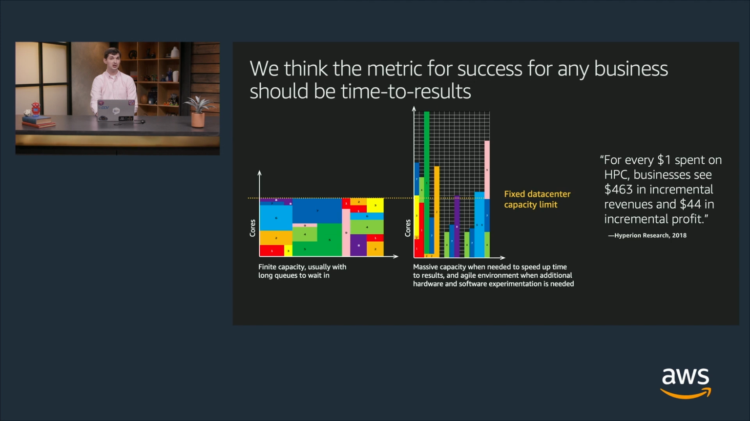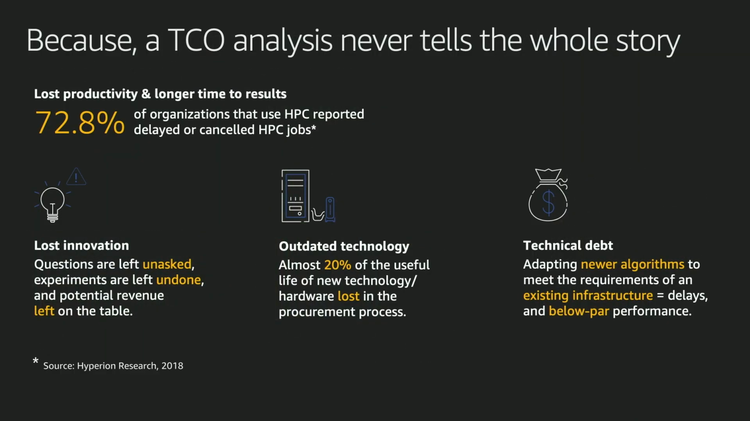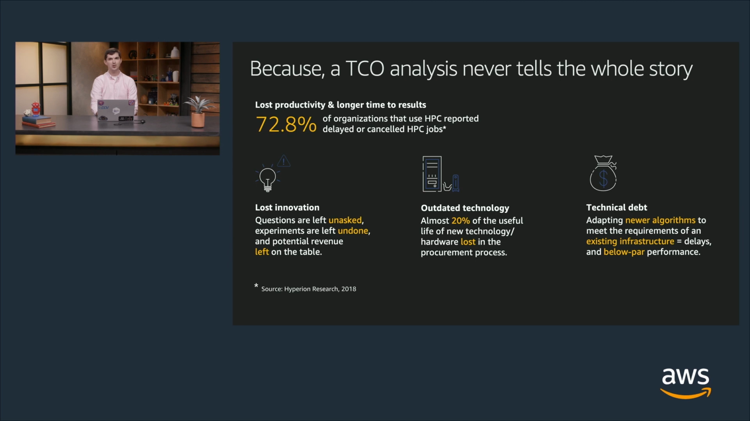Once you can skip the queues to run and rerun your jobs, you dramatically accelerate the rate at which you can experiment and iterate. Plus, you can choose the hardware you want to run your jobs on, so they're optimized to your workloads. That way you get the best possible performance on the latest computing hardware available. All of these are reasons why we like to say that a total cost of ownership analysis never tells the whole story about the value of HPC.